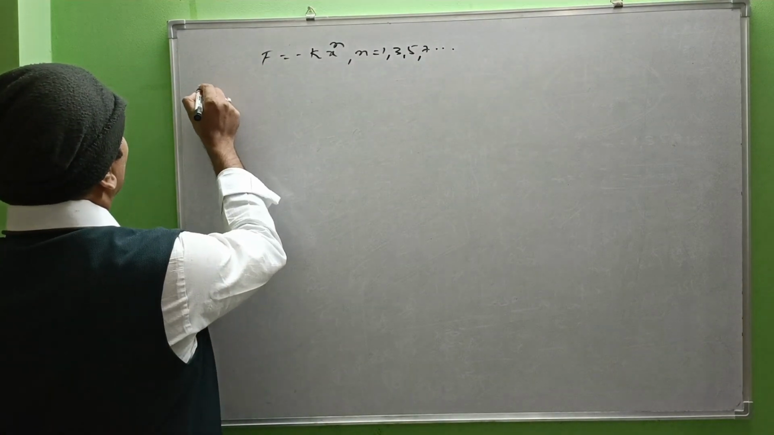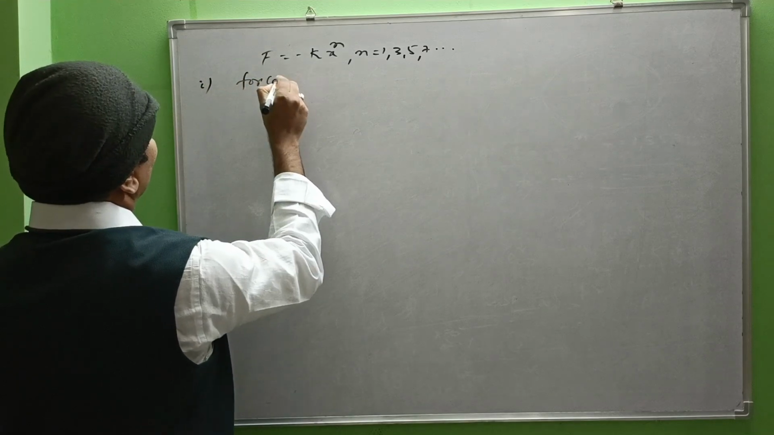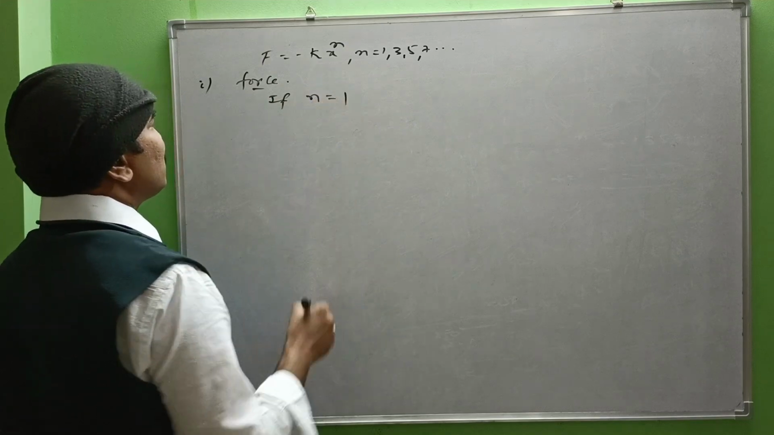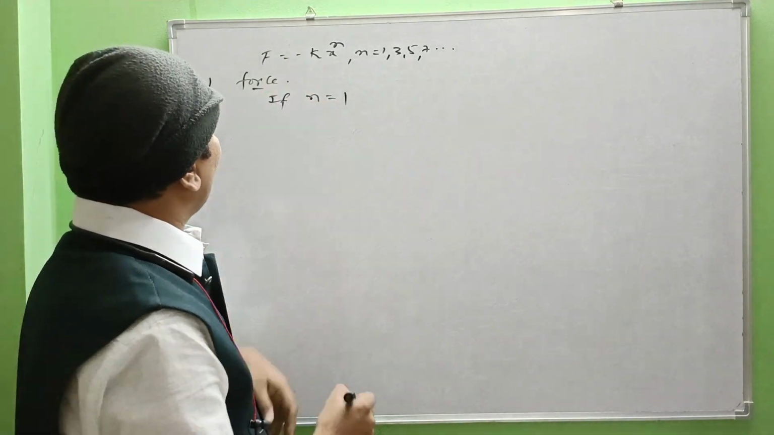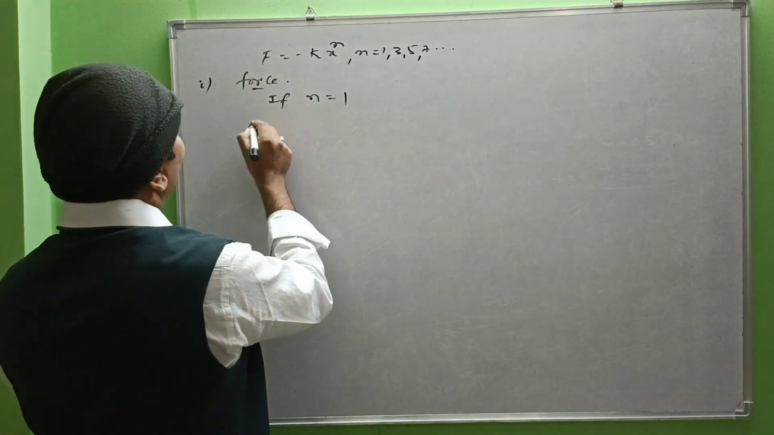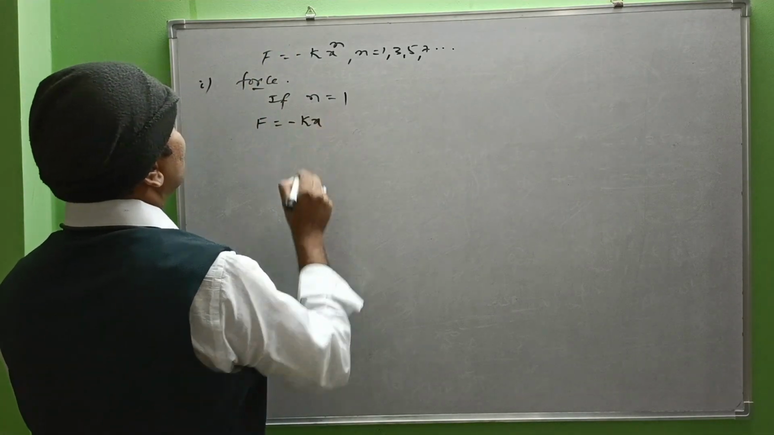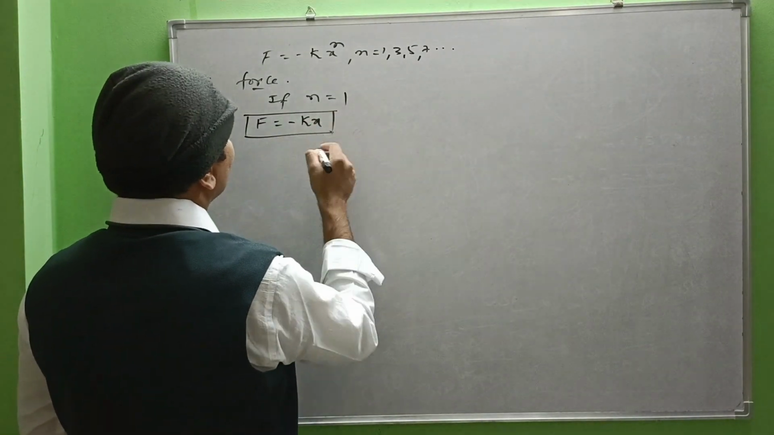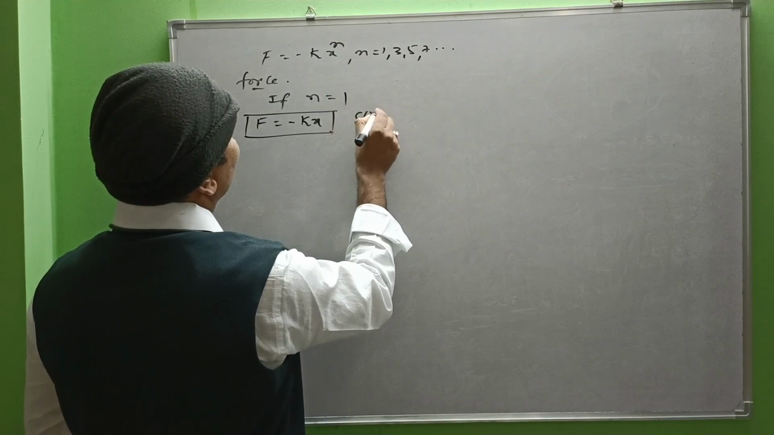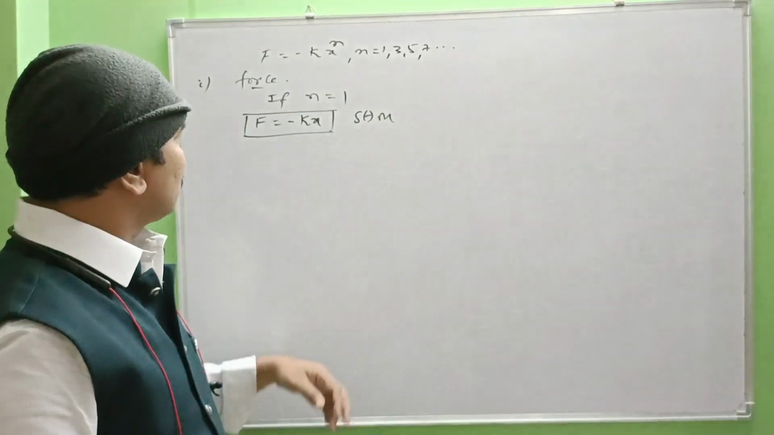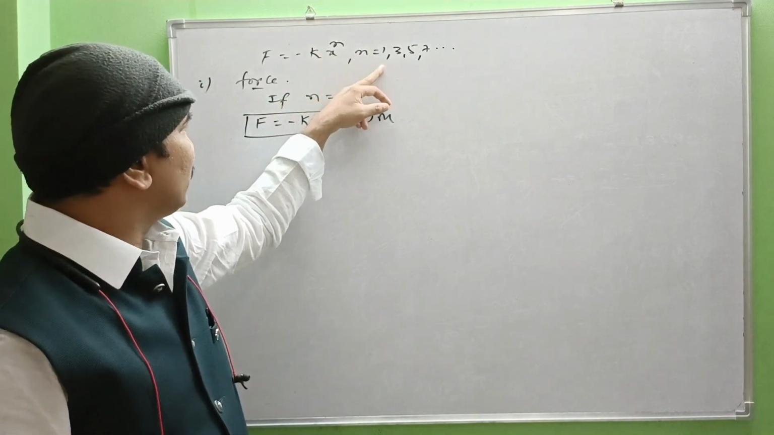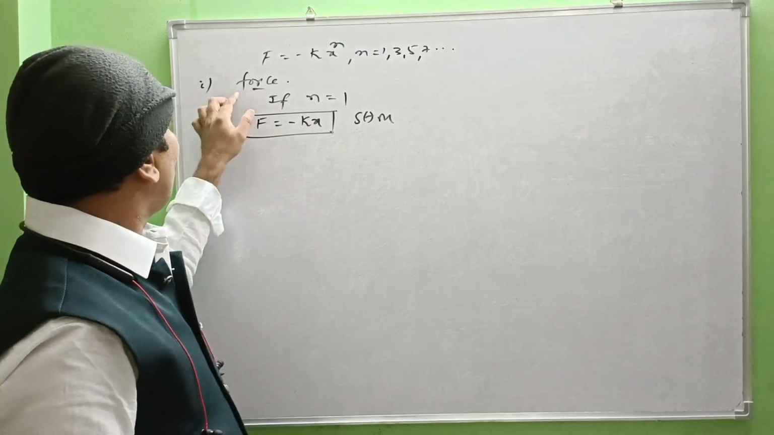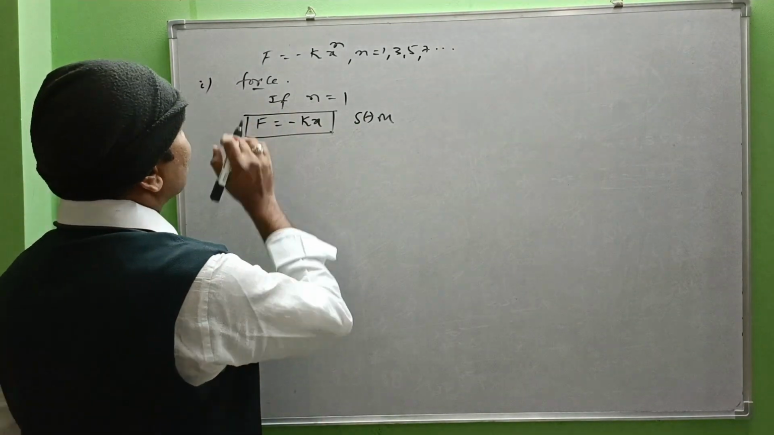Now coming to the first parameter, force. If n takes the least value, that is 1, then what is the mathematical expression for force? That is F equal to minus k into x. So this is the simple mathematical expression for simple harmonic motion, SHM. Whenever n becomes 1, it takes the form F equal to minus k into x. So that's about force. Here k means force constant.